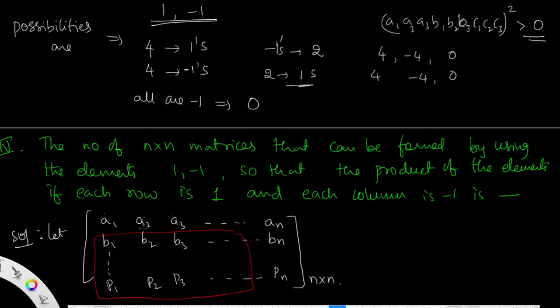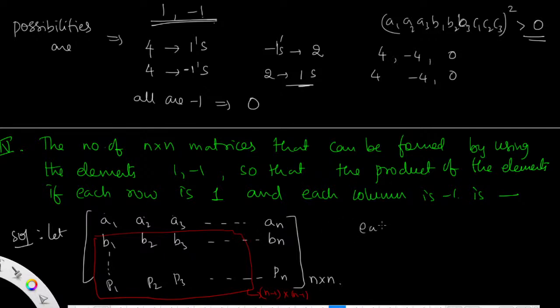So the first row always has to have product 1, the product of the values is 1. And the first column is also minus 1. Then how many determinant elements can we get here? n minus 1 cross n minus 1. Okay.